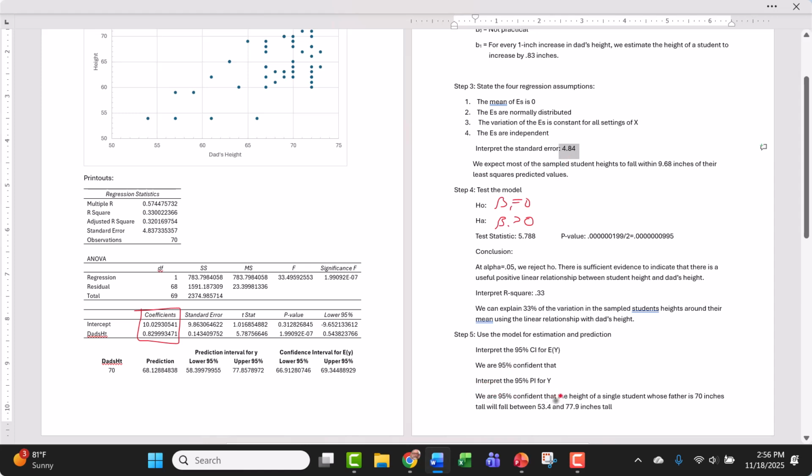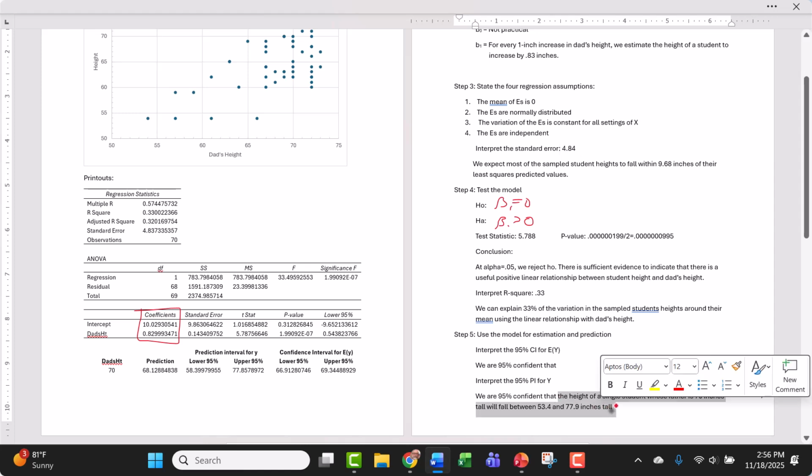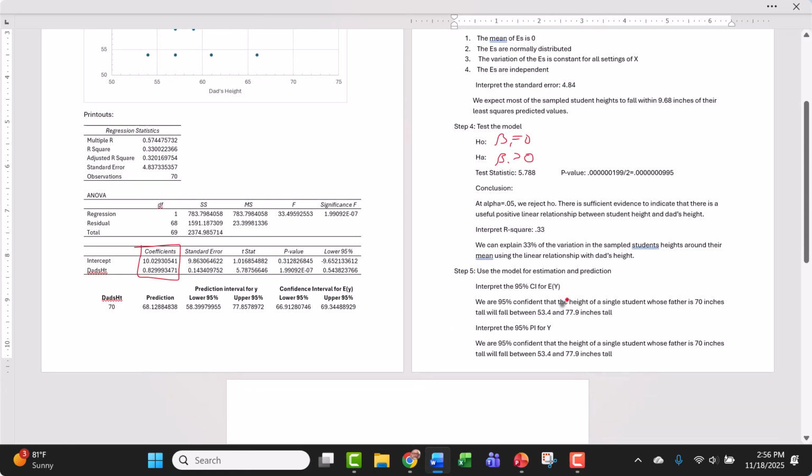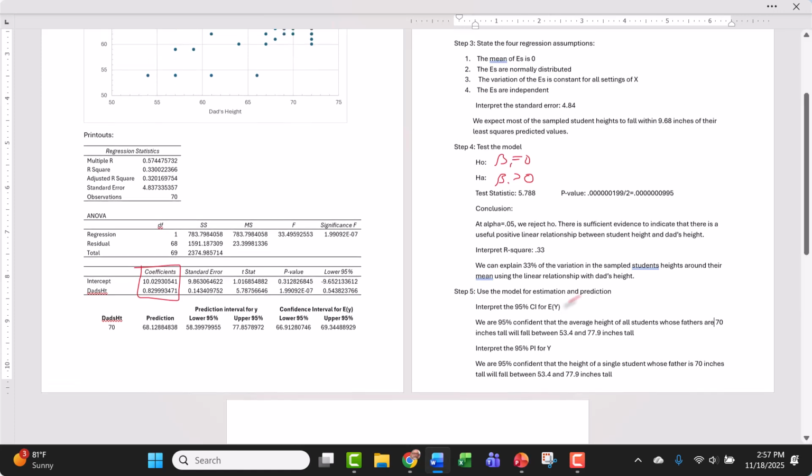Now, I'm going to copy paste. You've got to be careful doing this, right? Because when I'm talking about E of Y, we're 95% confident, not the height of a single student, but the average height of all students, get your plural right here, whose fathers are 70 inches tall. Because you're not just talking about a single student here. You're talking about, think of all the students out there whose fathers are 70 inches tall. The average height of all students whose fathers are 70 inches tall, and now these numbers are going to change.